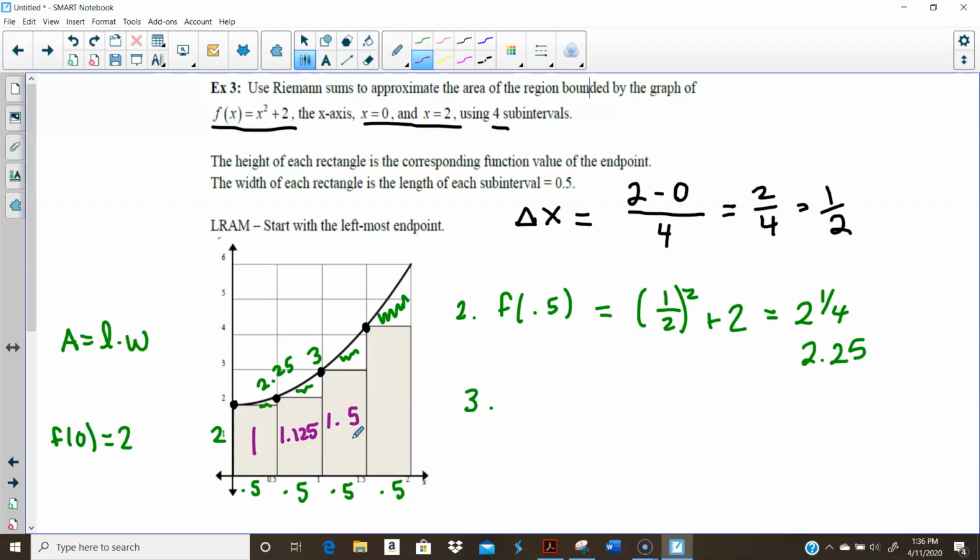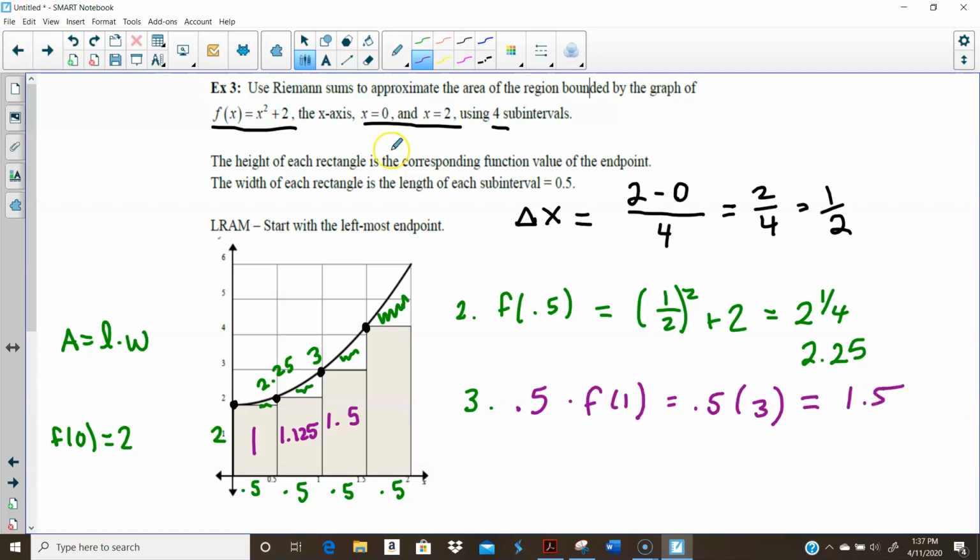All right, and again, here's the formula if you wanted it for number 3. What I'm doing is I'm doing 0.5, and then I'm multiplying it by f of 1, which equals 0.5 times 3, which is going to be equal to 1.5.